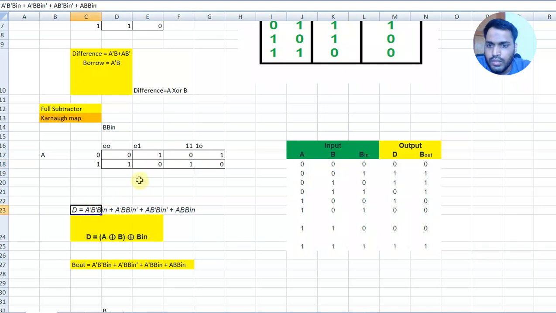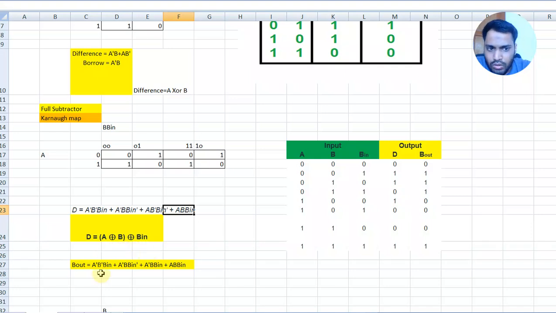Then we take the equation for this. So, a naught b in, then plus a naught b in naught, then a b naught b in naught, then a b in. After you simplify, you will get an expression like this: a XOR b XOR b in. So this is the expression for difference.